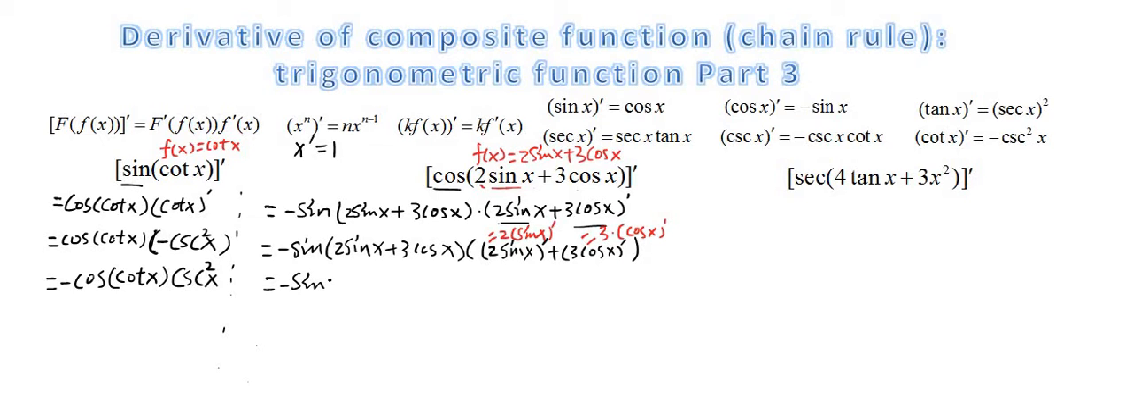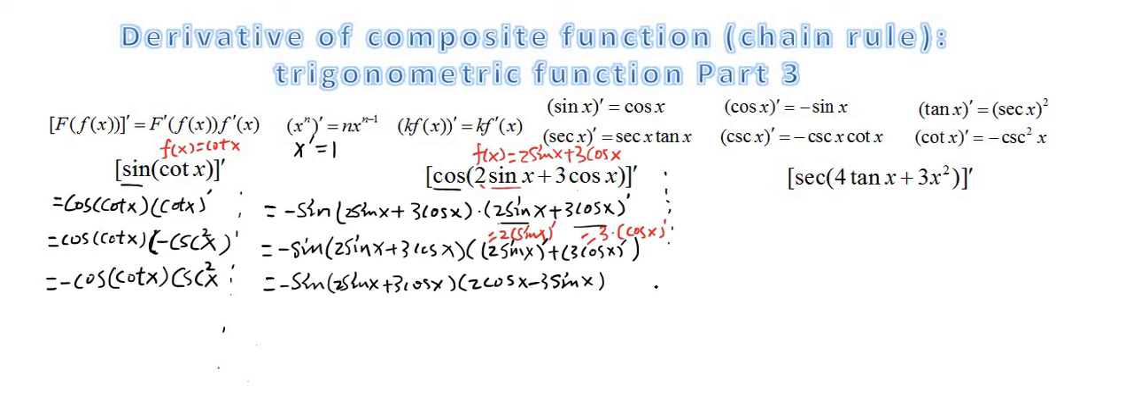Negative sine of 2 sine x plus 3 cosine x, and the derivative of sine x is going to be cosine x, and the derivative of cosine x is going to be negative sine x. Negative sine x times 3, negative 3 sine x. Okay, that's it.